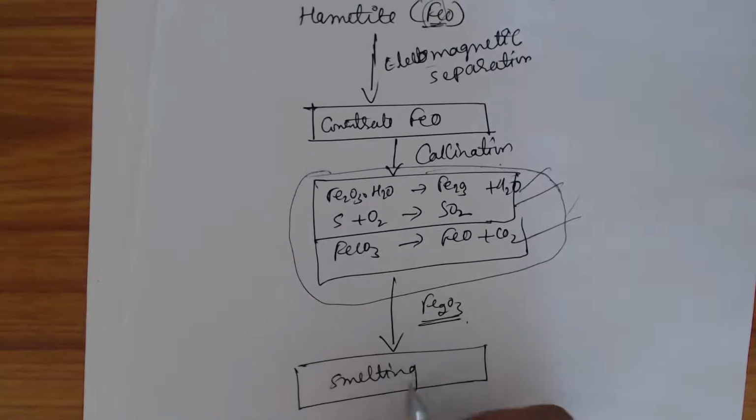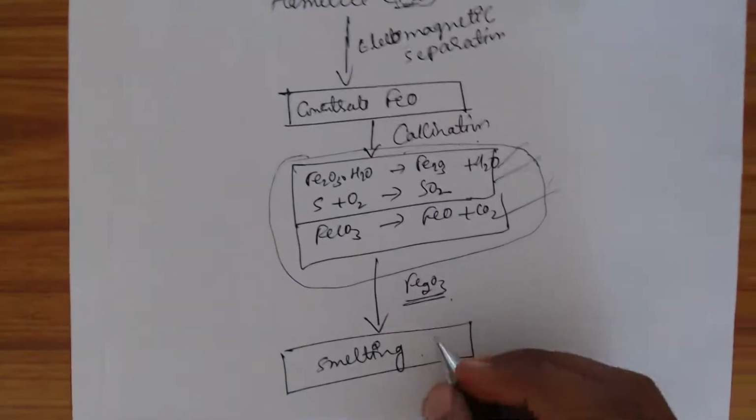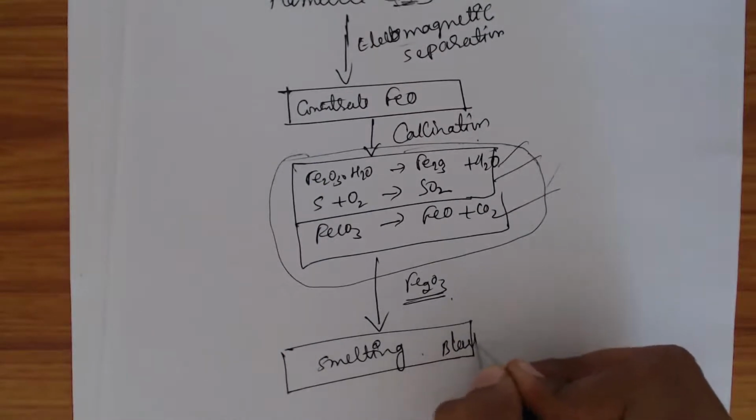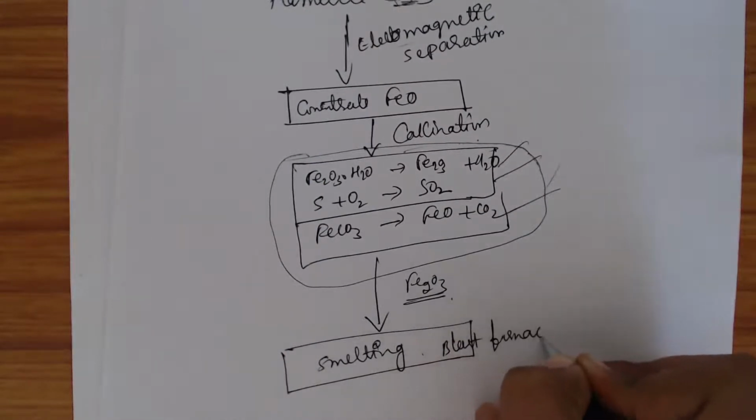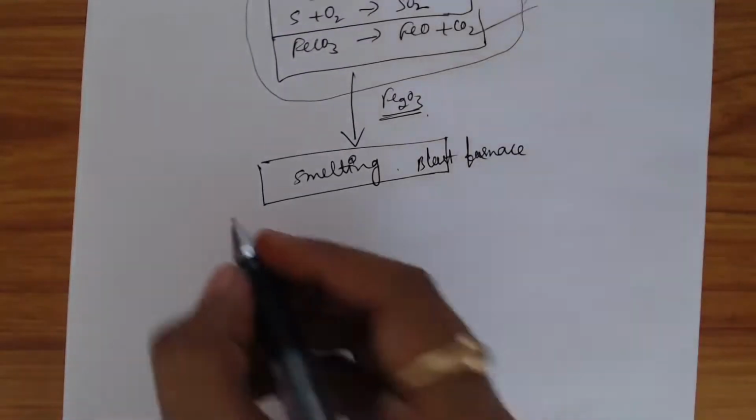Smelting, oxidation and reduction. Smelting means here it is blast furnace. Smelting takes place in what? Blast furnace. First, what happens?